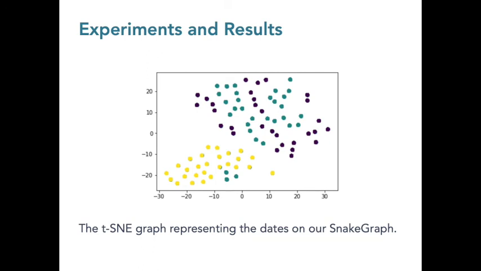The indigo coordinates correspond to the month of June 2017. The teal coordinates correspond to the month of July 2017, and the yellow coordinates correspond to the month of August of 2017. And as you can see here, there is an overlap between June 2017 and July 2017, and there is also an overlap between July 2017 and August 2017, but there is no overlap between the months of June 2017 and August of 2017.